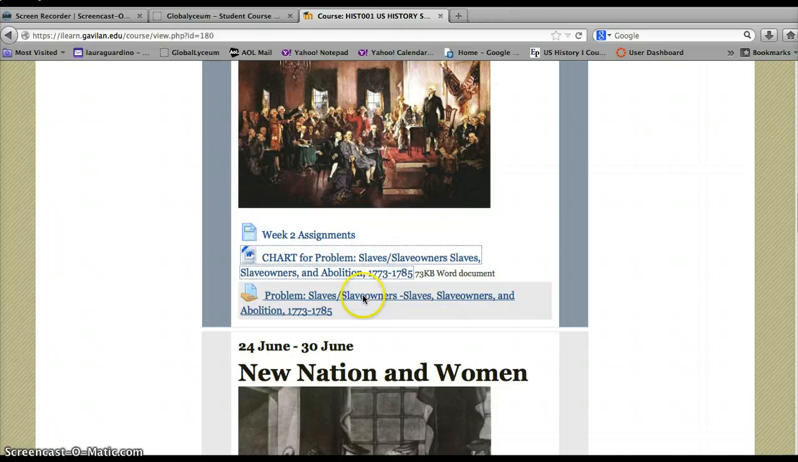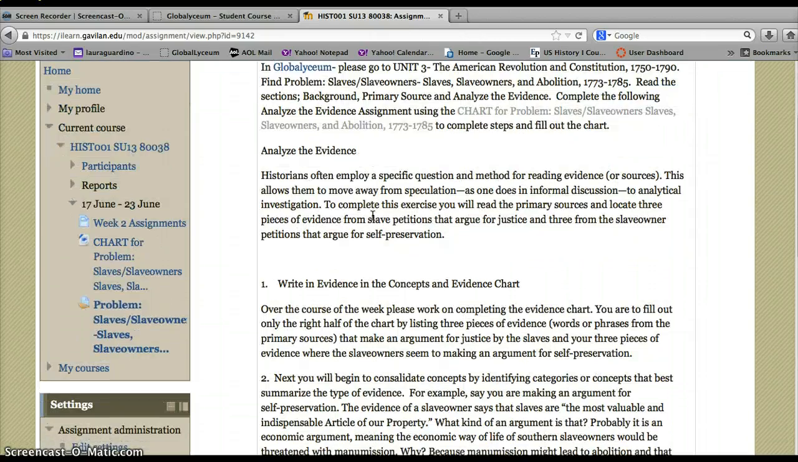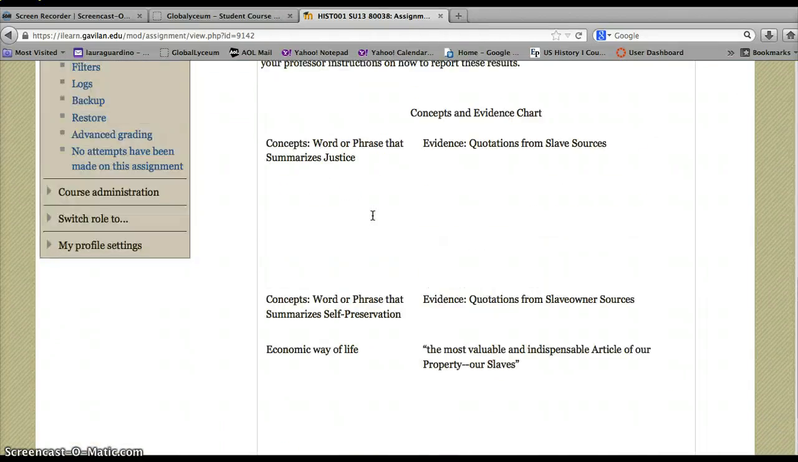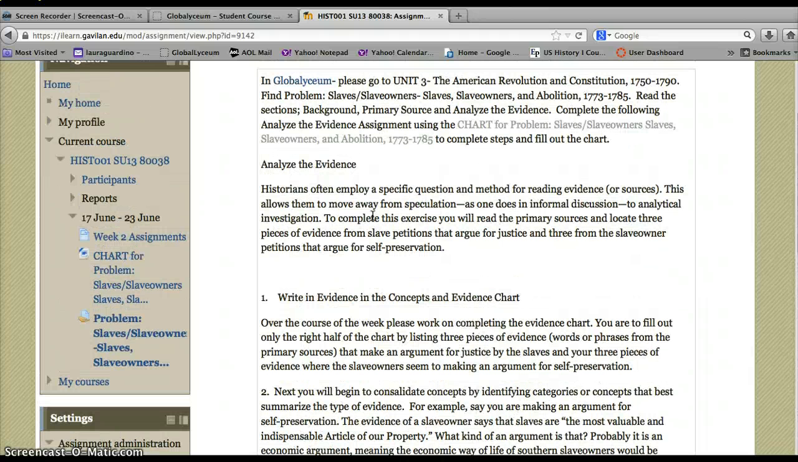And then you'll go to Problems, Slave and Slave Owners. And here again is the exact thing you saw in Global Lyceum. Here is the chart, and then you would go and you would submit it. And that's what you have to do for this week. So you have to do the primary source analysis, and then you also have to complete the reading and the quiz.